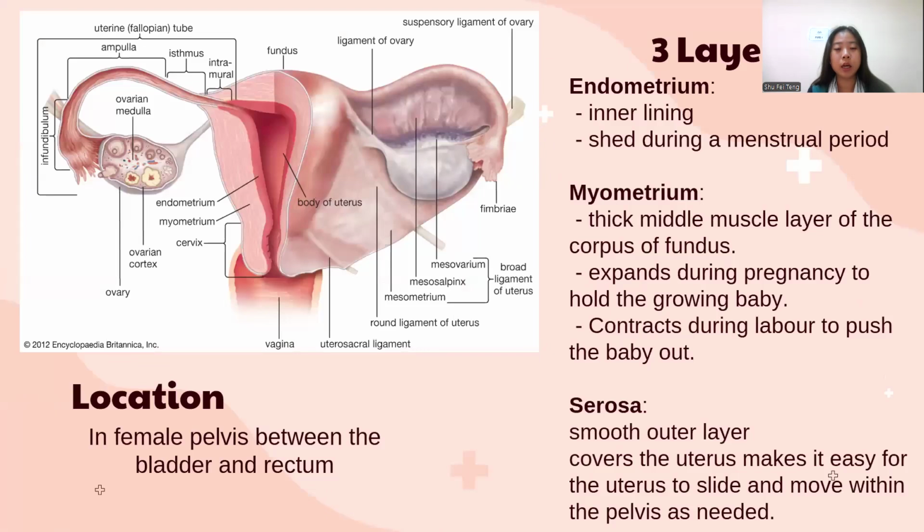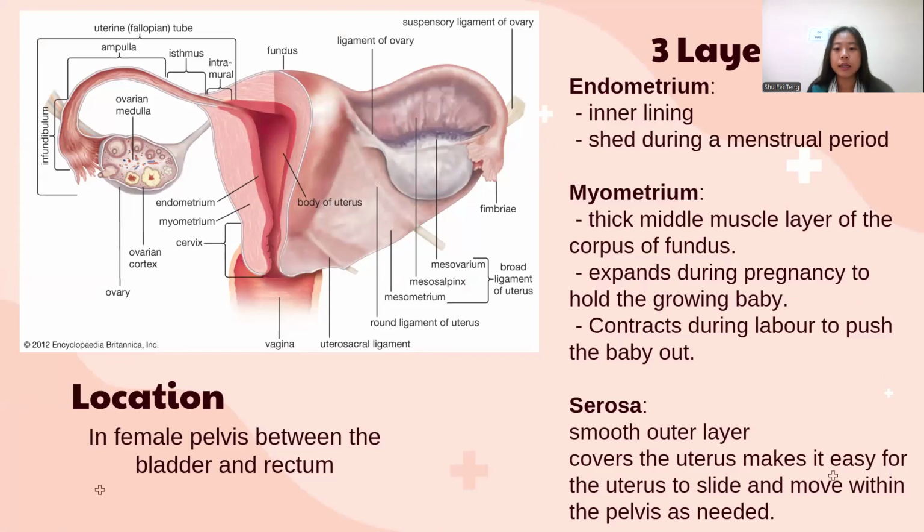This is the anatomy of the uterus. Location is mentioned earlier, which is located in the female pelvis between the bladder and rectum. The uterus is made up of 3 layers, which are endometrium, myometrium, and serosa. Endometrium is the inner lining, which will shed during a menstrual period.